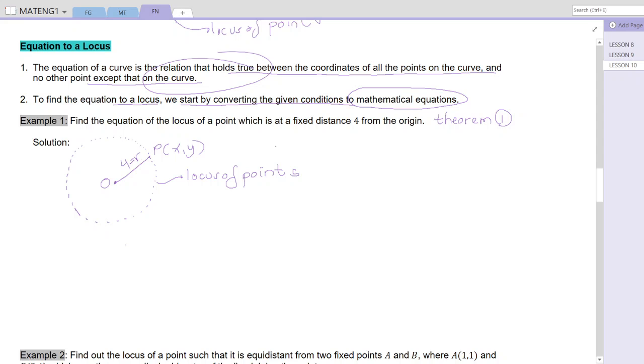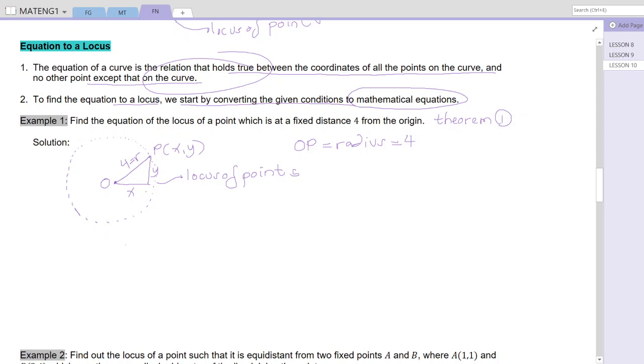Since OP is the radius, that is equal to 4 units. By the Pythagorean theorem, if the distance from the horizontal is x and the distance from the vertical is the ordinate, which is y, then it forms a right triangle.